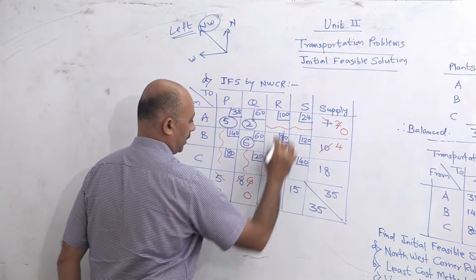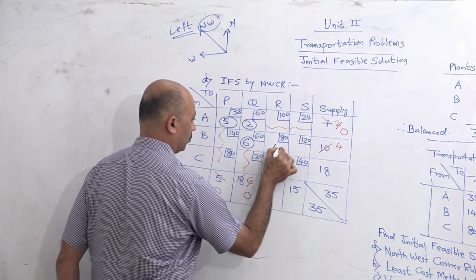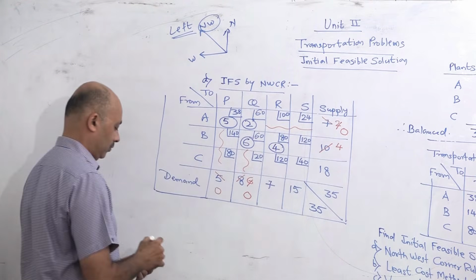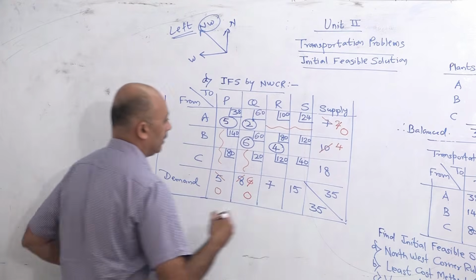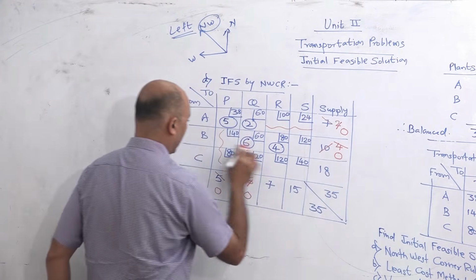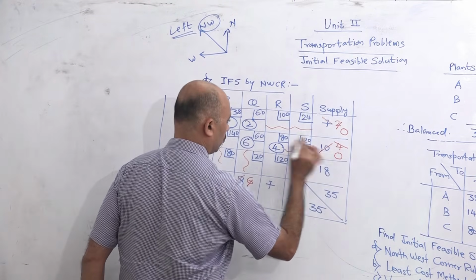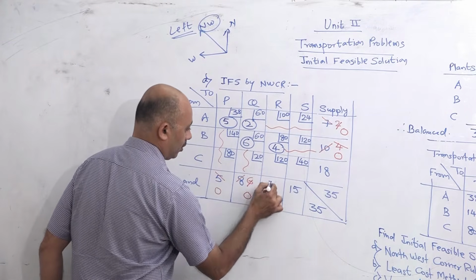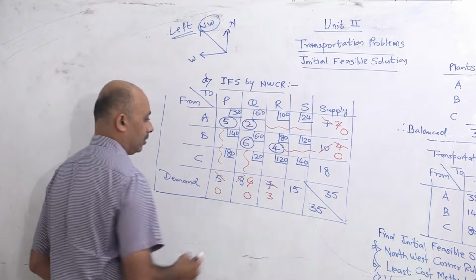Supply is 4 units and demand is 7 units. So you can give 4 units. Okay, so we have given 4 units here. And 4 minus 4, now at B supply becomes 0. So now this B is over. And 7 minus 4, the balance units now remain 3.